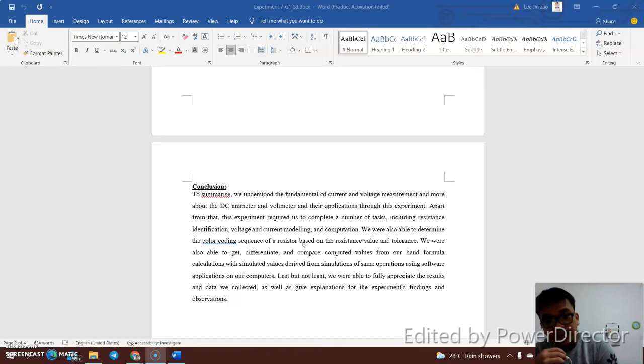And we are also able to differentiate and compare computed values from our hand formula calculation with simulated values derived from simulations of the same operation using software applications on our computers. Last but not least, we are able to fully appreciate the results and data we collect, as well as give an explanation for the experiment's findings and observations.